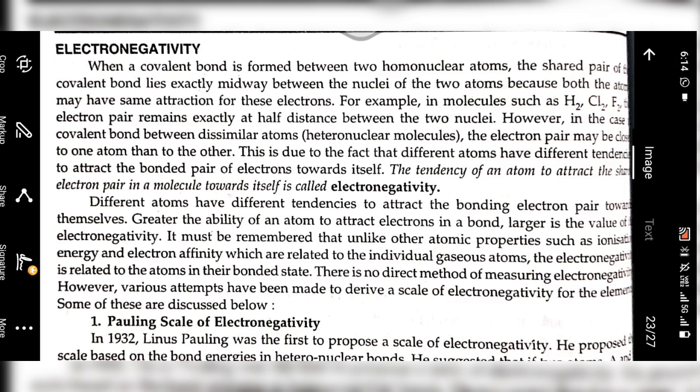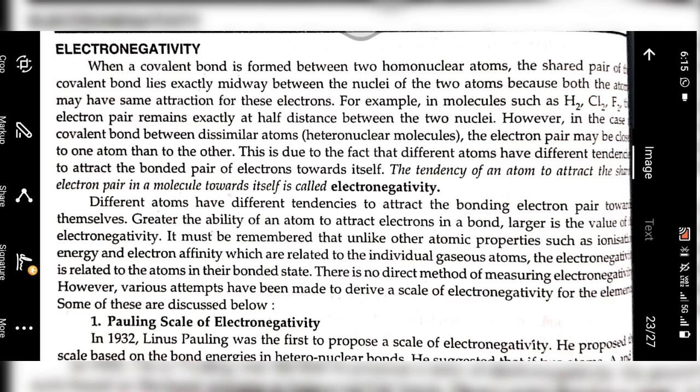When a covalent bond is formed between two homonuclear atoms, the shared pair of the covalent bond lies exactly midway between the nuclei of the two atoms because both of the atoms have the same attraction for these electrons. For example, in molecules such as H2, Cl2, F2, the electron pair remains exactly at half distance between the two nuclei. However, in the case of a covalent bond between dissimilar atoms, the electron pair may be closer to one atom than the other. This is due to the fact that different atoms have different tendency to attract the bonded pair of electrons towards itself.